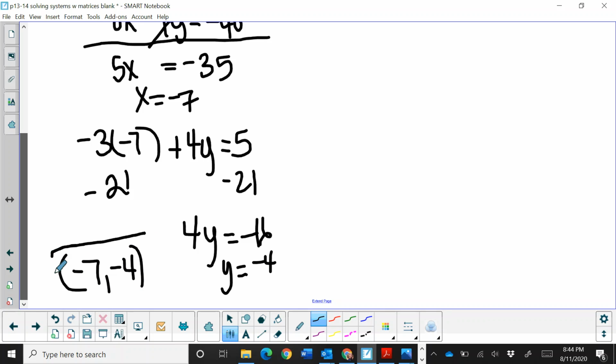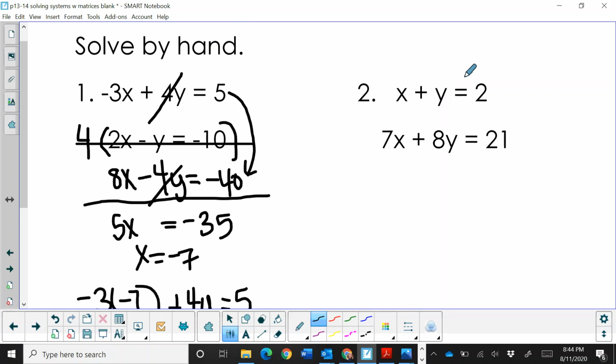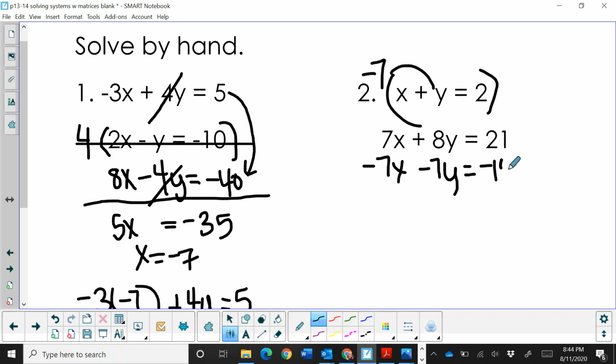So that's how we solve a system by hand. Let's look at one more. Okay, so we have x plus y is 2, and 7x plus 8y is 21. We want to have something cancel out, so I'm going to multiply this time by -7 so I can make my x values cancel. So that's going to give me -7x minus 7y is equal to -14. And then when I add, my x's cancel, and I get y is equal to 7.